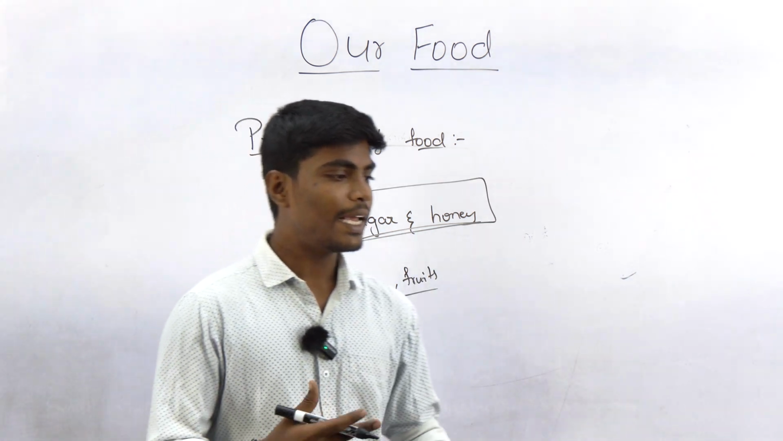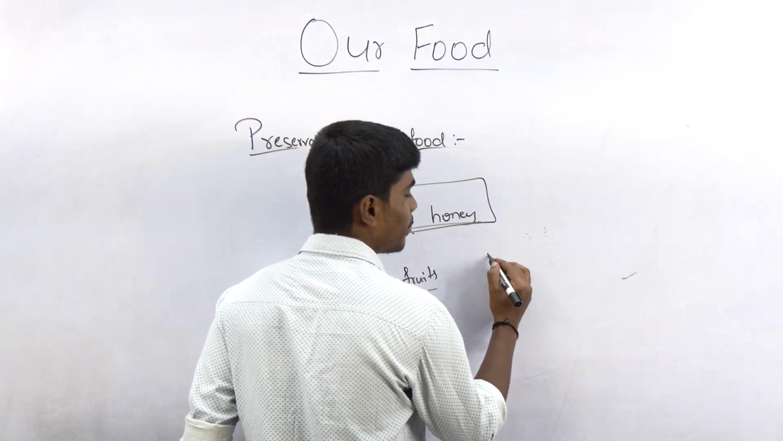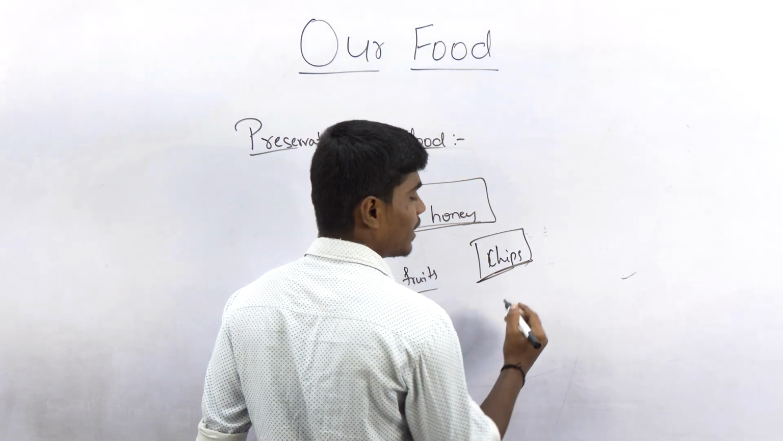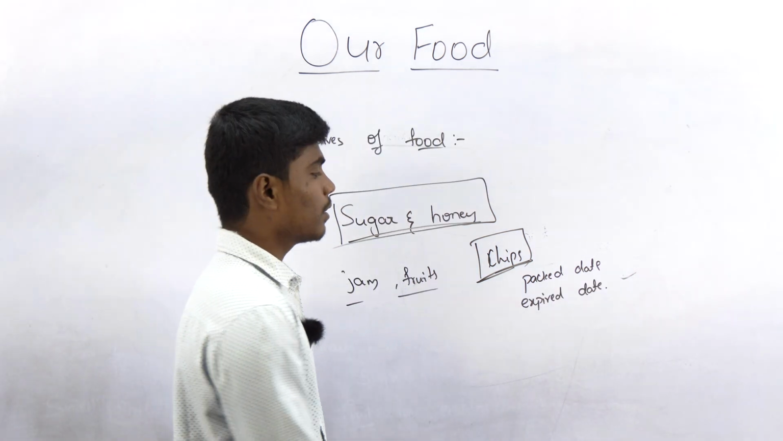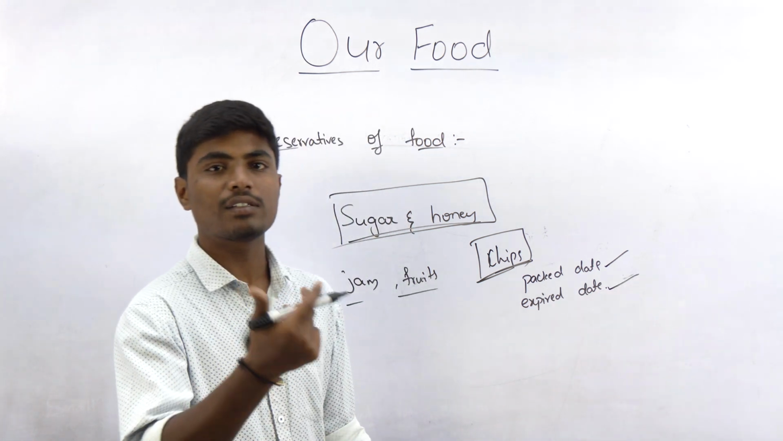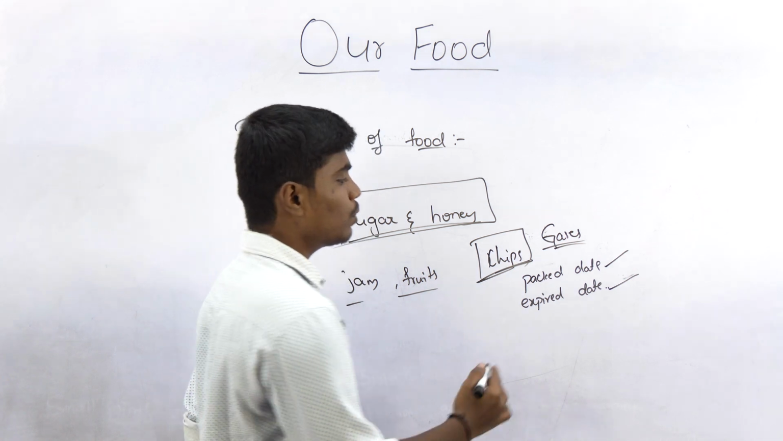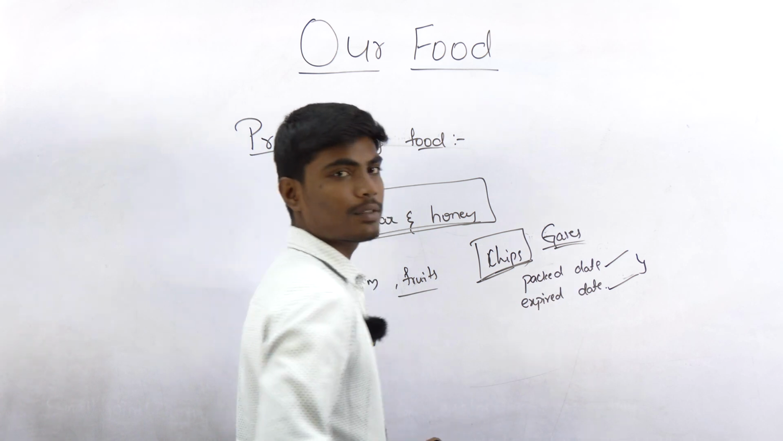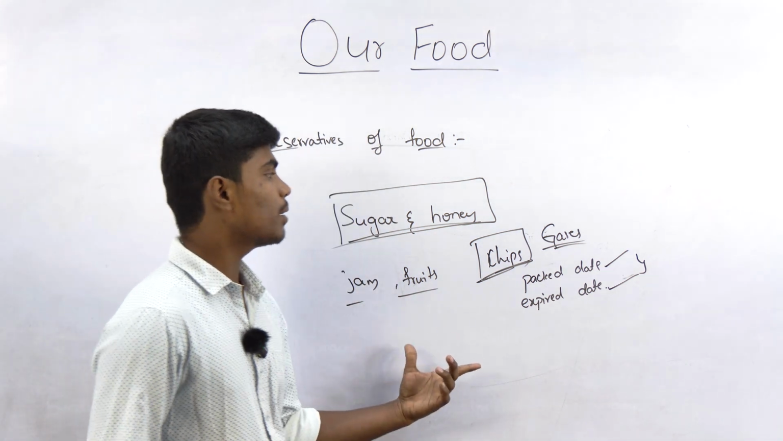If you buy a food product in a shop like chips, on the back side of the chips packet you observe the pack date and expiry date. Here the date of packing is mentioned and the expiry date is also mentioned on the back side of the pack. Here they use gases as preservatives to keep chips fresh in this period. Like this, we preserve our food. These are called preservatives.